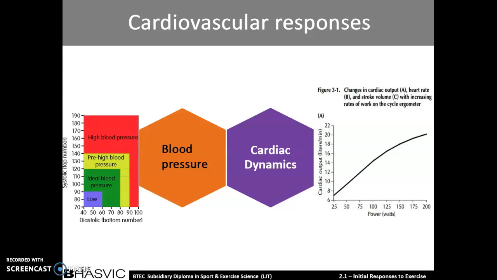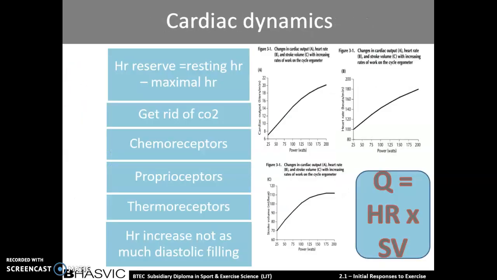Next up, I'm going to be talking about the cardiovascular responses. The cardiac dynamics. Heart rate reserve equals maximal heart rate take away resting heart rate. For example, if you're 16, your maximal heart rate is 220 minus 16, which equals 204. Resting heart rate is an average of 70, and so 204 take away 70 equals 134.